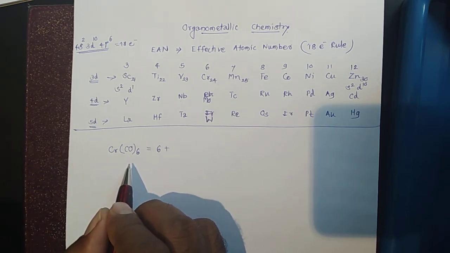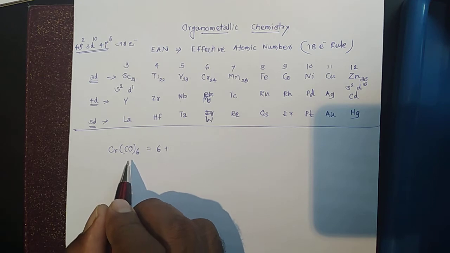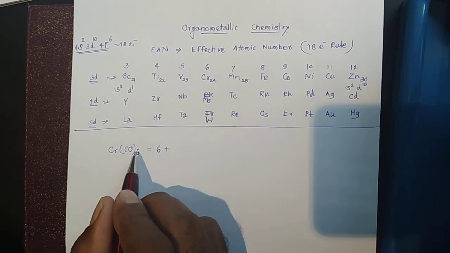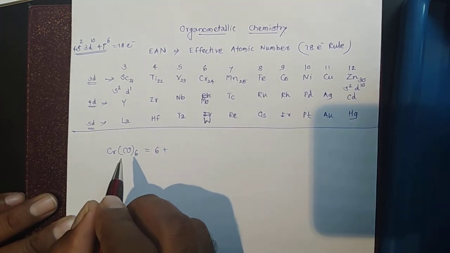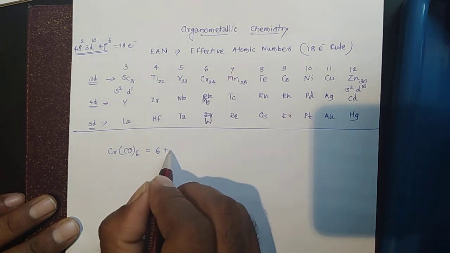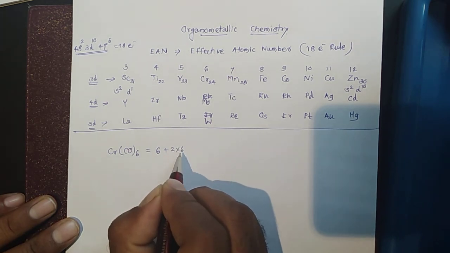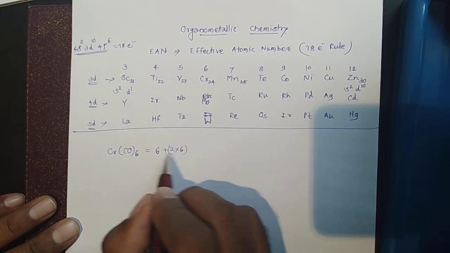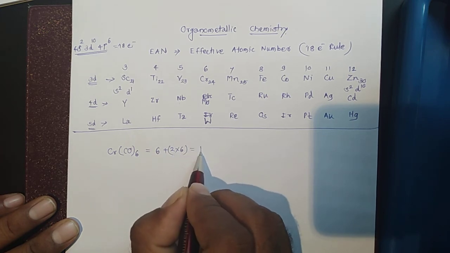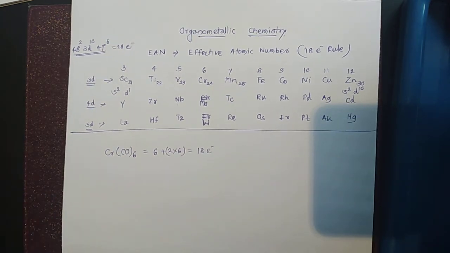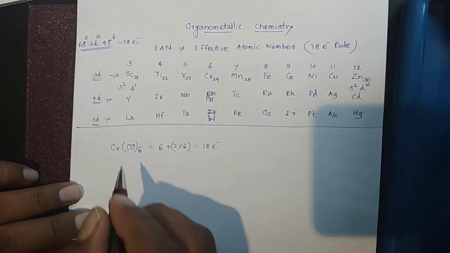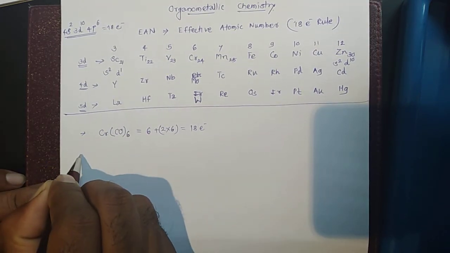As we have discussed before, the carbonyl ligand is a neutral ligand, so carbonyl provides 2 electrons to the metal. Each carbonyl will provide 2 electrons, so for 6 carbonyls it is 2 into 6, 12. Then 12 plus 6, a total of 18 electrons. So this organometallic complex obeys the effective atomic number rule, the 18 electron rule. We'll see the next example.